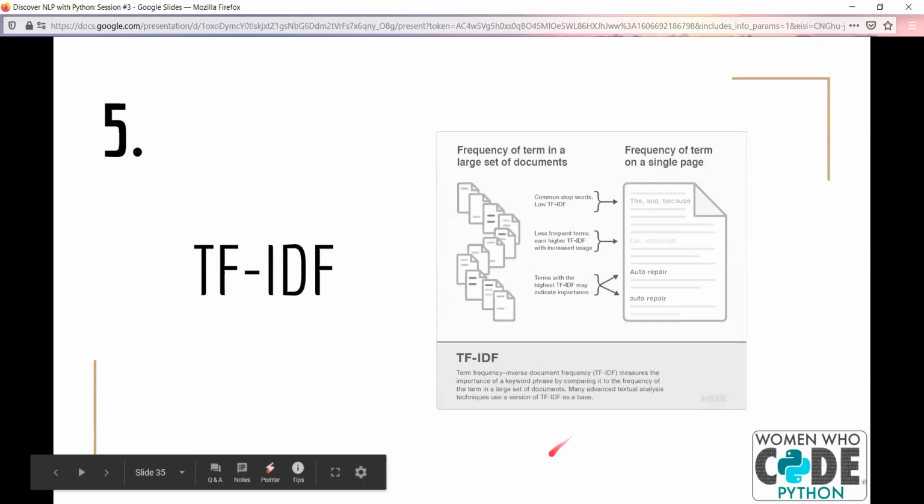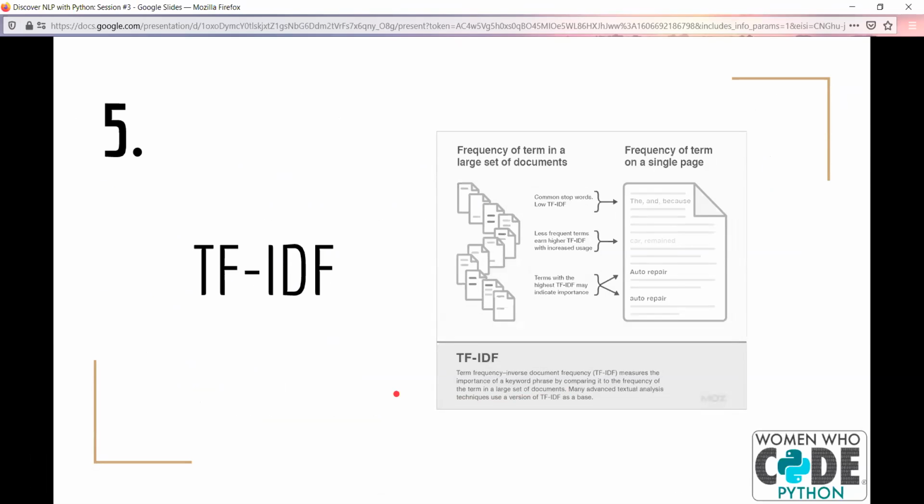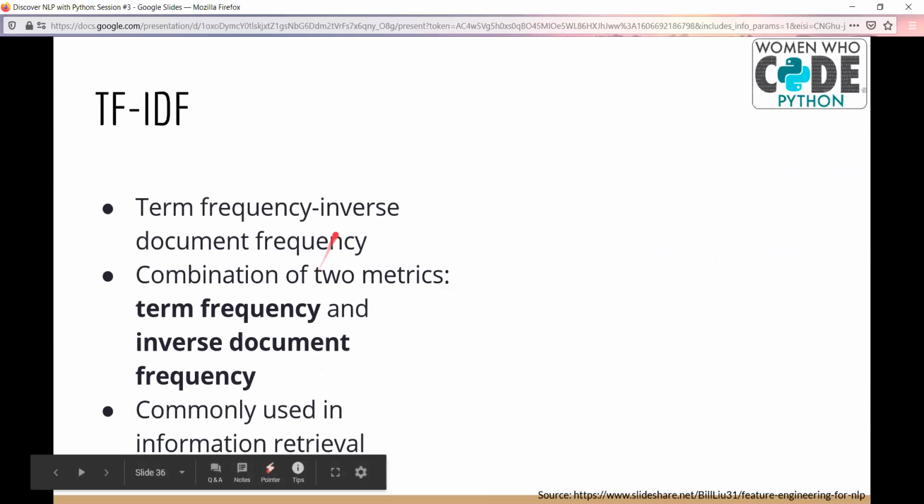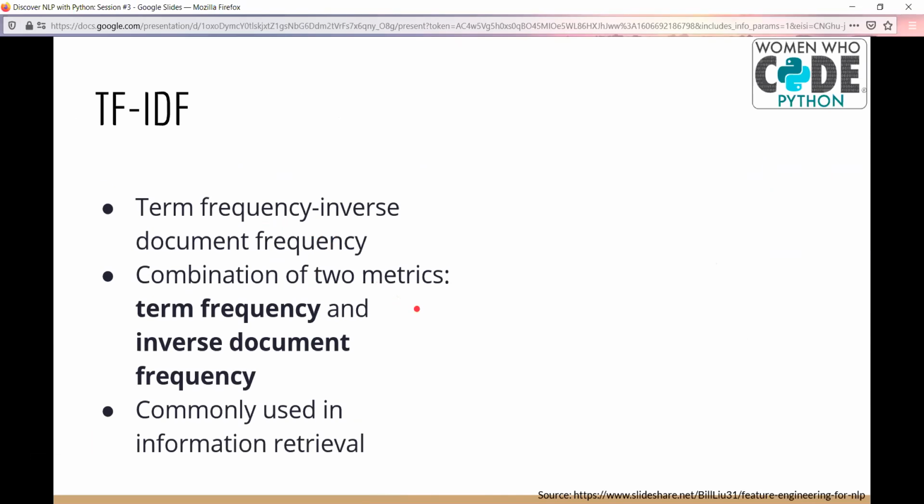The next technique is the TF-IDF technique. So in bag of words, we didn't have any structure. We just considered the frequency of the words. But let's see what happens in TF-IDF. TF-IDF stands for term frequency, inverse document frequency. So it's essentially the combination of two metrics, which is term frequency, the first one, and the inverse document frequency, which is the second one. It's mostly used in information retrieval.